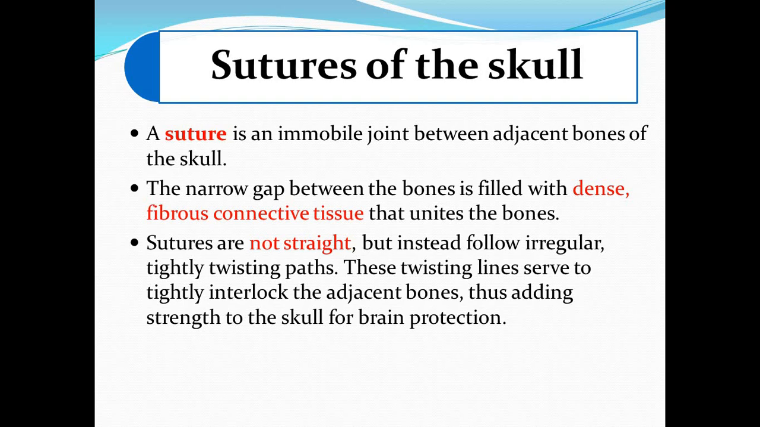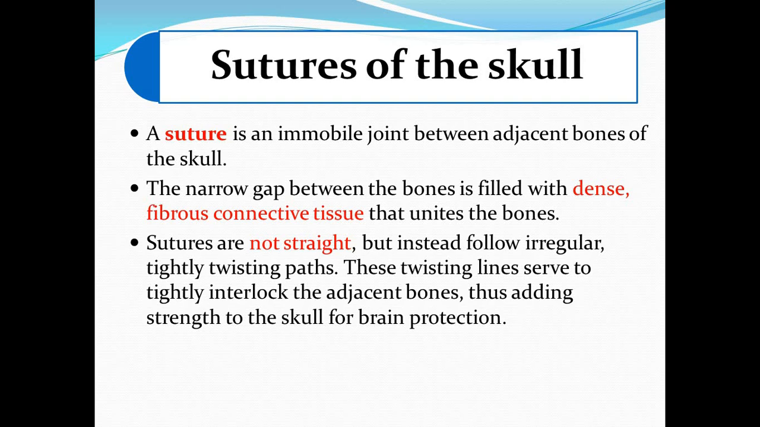Our skull is different from any other part of the body, since the connections between the adjacent bones are not via the joints we know. Here it's through what is called a suture. A suture is a narrow gap between adjacent bones, which is filled with dense fibrous connective tissue that connects these bones together. So it is an immobile joint between these adjacent bones of the skull.